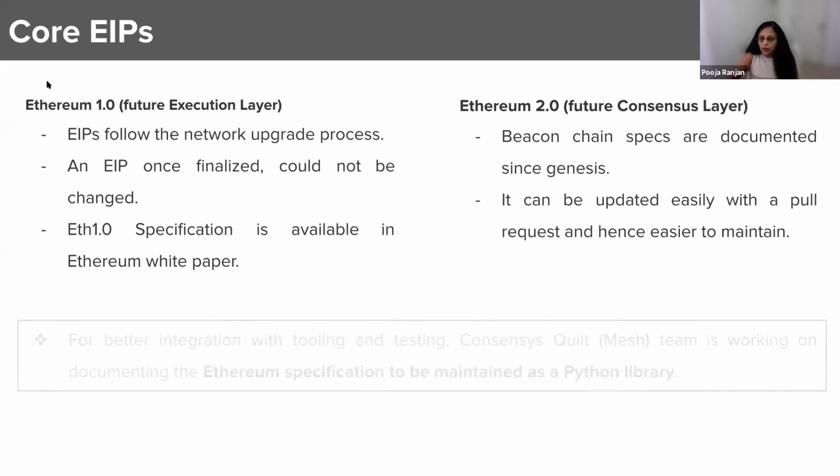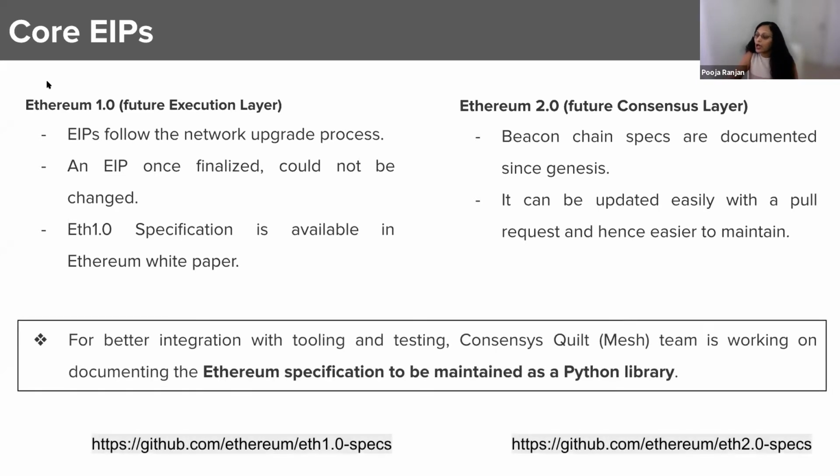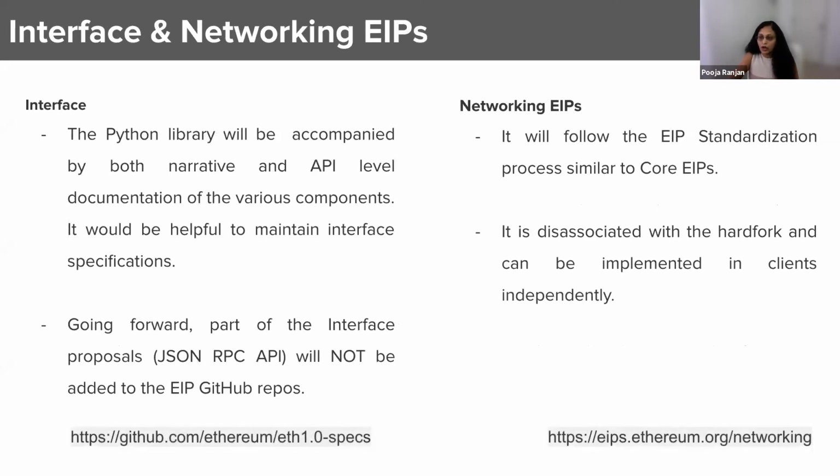There is some work being put in by the ConsenSys Quilt team to document the Ethereum specification to be maintained as Python libraries. So in future, Ethereum 1.0 can also be flexible about changing its specs, and they do not have to go through the entire EIP process.